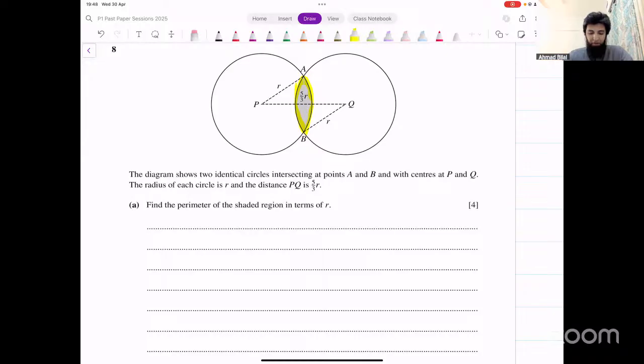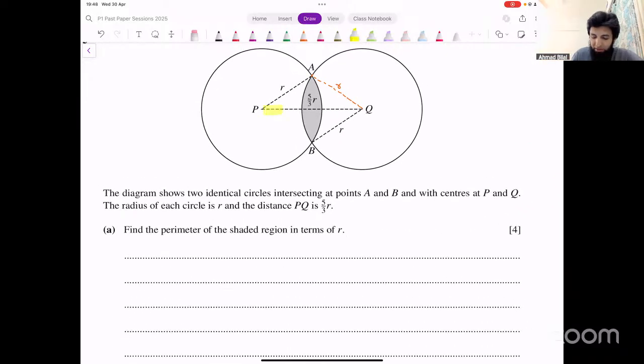Now, how do we figure out this arc length? That's the question. So what are we given? We're given this radius of one circle. They're both identical. Radius of the other circle is also going to be the same. So we could say this is also r. So we have an isosceles triangle here. And this complete base length they have given is 5 over 3 times r. All right. Now, if we break it into two parts, this is the base of the isosceles triangle, right?